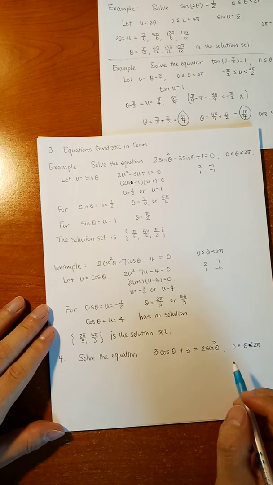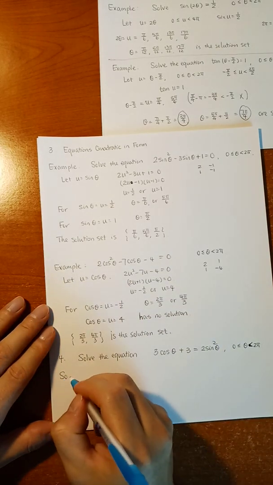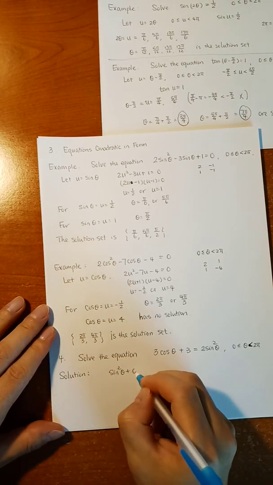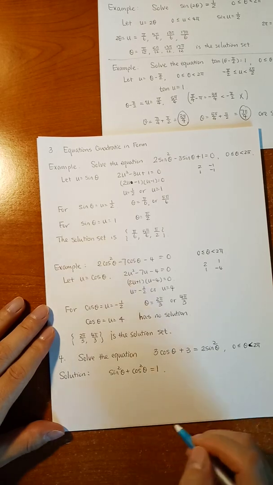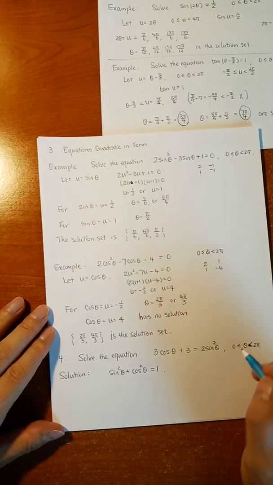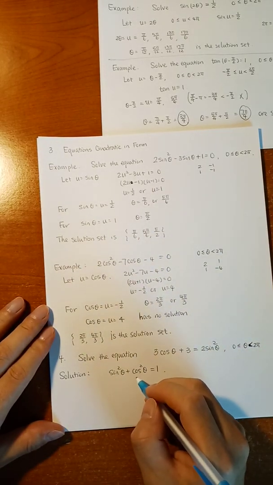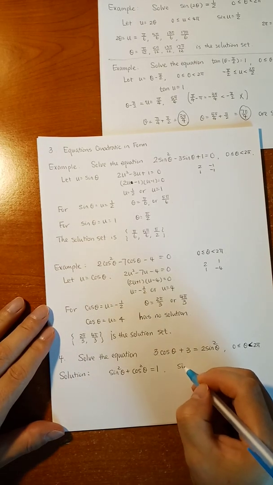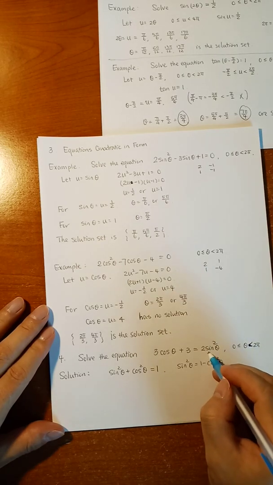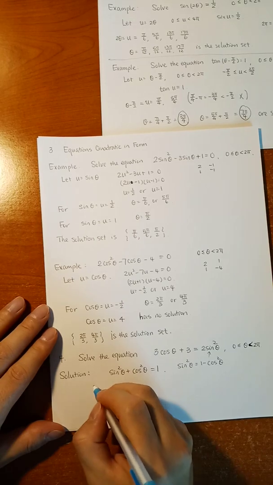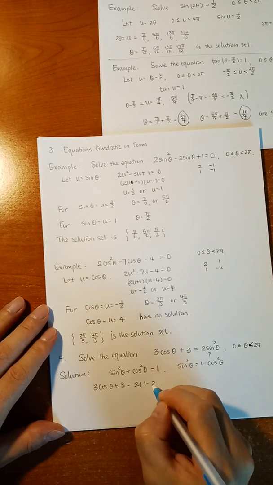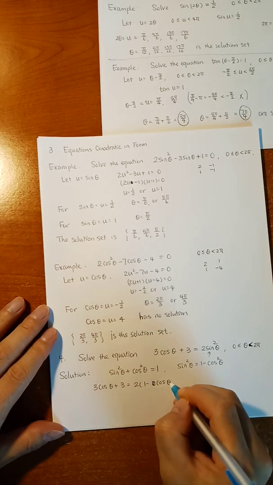We know that sine squared plus cosine squared is equal to 1. So sine squared theta plus cosine squared theta is equal to 1. Here, cosine theta is hard to transform to sine, but sine squared can be easily transformed to cosine squared. So sine squared theta is 1 minus cosine squared theta. So you're going to do the substitution on the right hand side. So 3 cosine theta plus 3 is equal to 2 times (1 minus cosine squared theta).